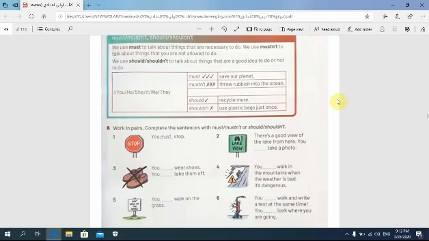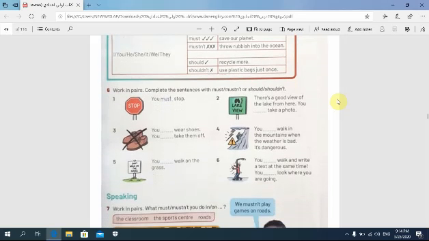Okay, let's have examples. We must save our planet. That's something very important to do. We mustn't throw rubbish into the ocean. Again, it's against the rules of protecting and saving the environment. You should recycle more. Something good to do. I'm giving you a piece of advice. You shouldn't use plastic bags just once. Again, it's a bad idea to use a plastic bag once and then throw it away.